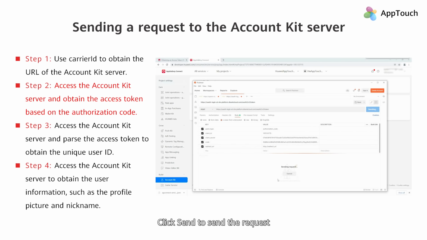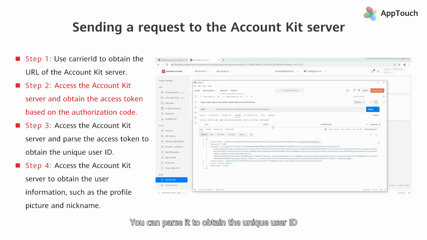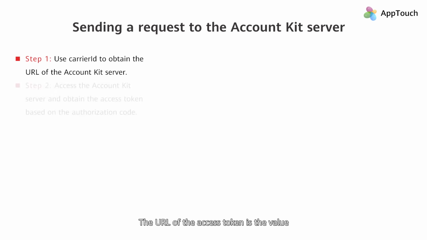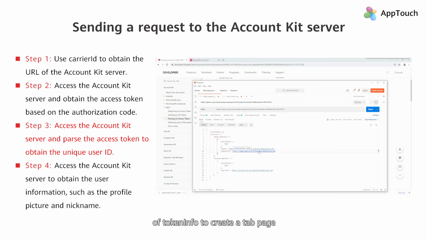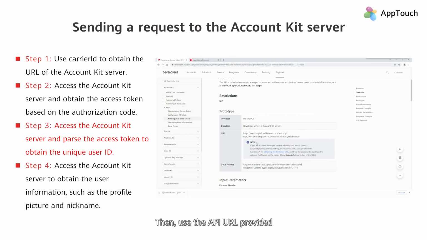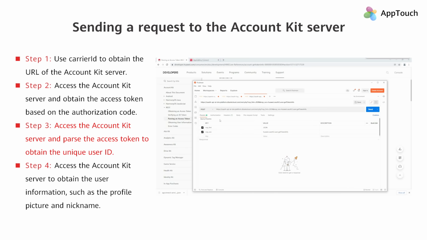Click Send to send the request. After the request is sent successfully, view the access token. You can pass it to obtain the unique user ID. The URL of the access token is the value of token info obtained in the first response. Let's open Postman and click the URL of token info to create a tab page. Then, use the API URL provided in the document to complete the URL and change the request method to POST.